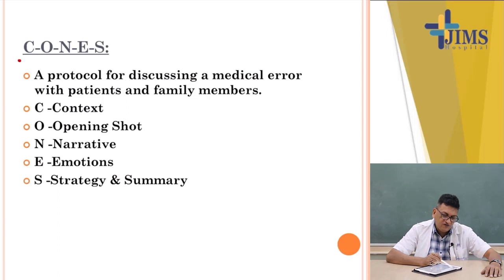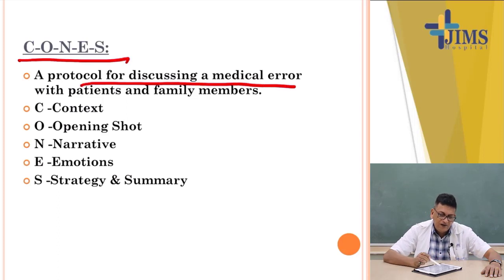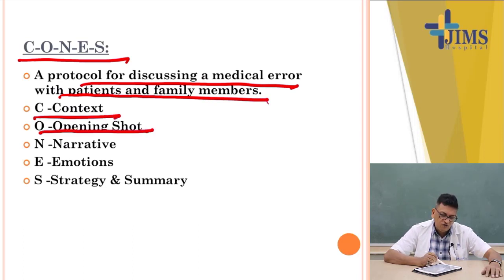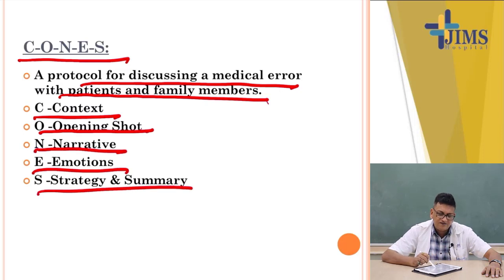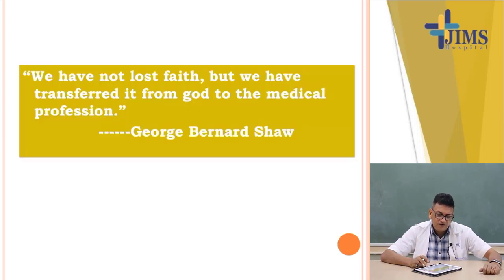There's something called CONES, a protocol for discussing a medical error with the patient and family members. Errors can happen. So in that case, you're going to discuss context, opening shot, narrative, emotions, strategy and summary. So CONES will give you a way of correcting errors from the laboratory, or errors in any medical line of treatment. Okay. So this is what we have discussed, and I hope you understood how, as a doctor, you are going to communicate to the patient.